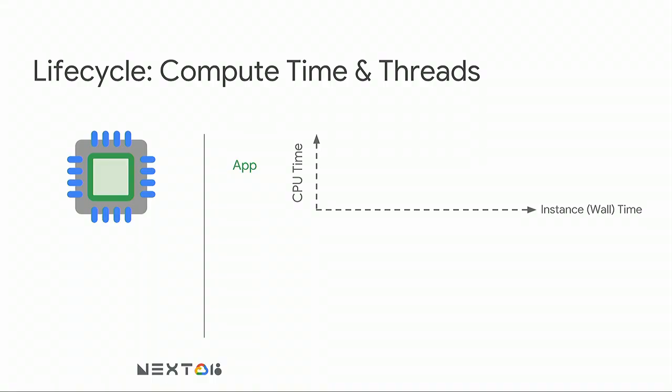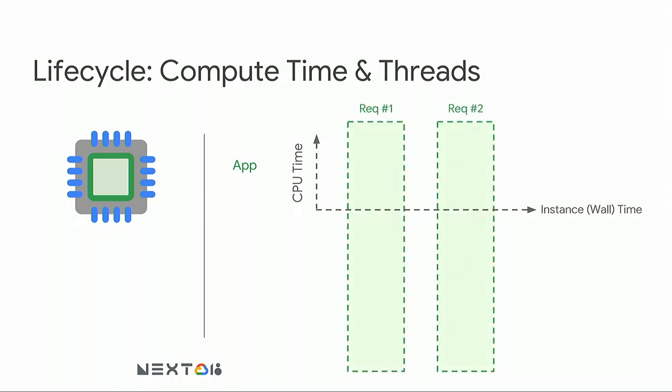Okay. Again, on this idea of app versus function, in the app case, and this chart represents CPU time, so M cycles or clock cycles, and then along the x-axis, the wall time, the time back in the real world. Imagine you have two requests sequentially. One request starts and finishes, second request starts and finishes, and some amount of time in between.